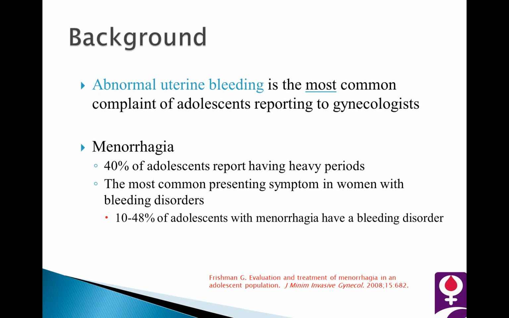So to give you a little background, abnormal uterine bleeding is the most common complaint of adolescents reporting to gynecologists. And believe it or not, if we take menorrhagia as heavy menstrual periods, 40% of adolescents actually report having heavy periods. The most common presenting symptom in women with bleeding disorders happens to be menorrhagia. And in fact, 10 to 48% of adolescents, depending on the studies that you read, with menorrhagia have an underlying bleeding disorder.